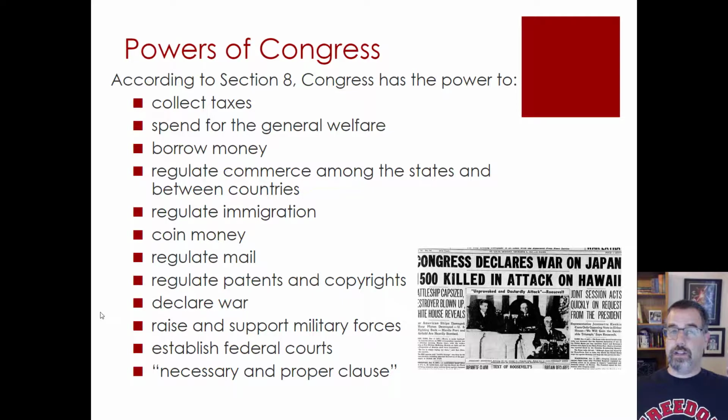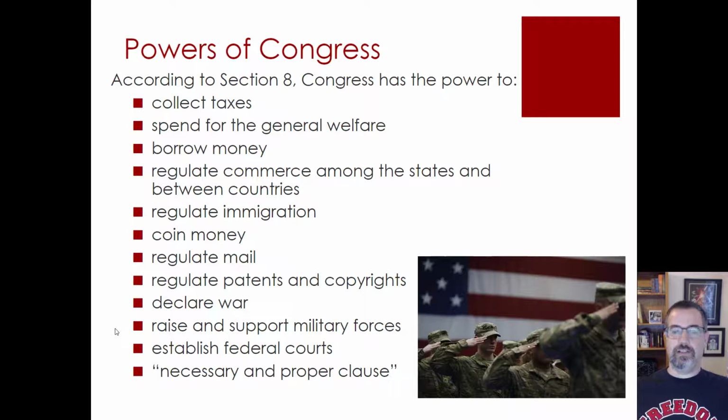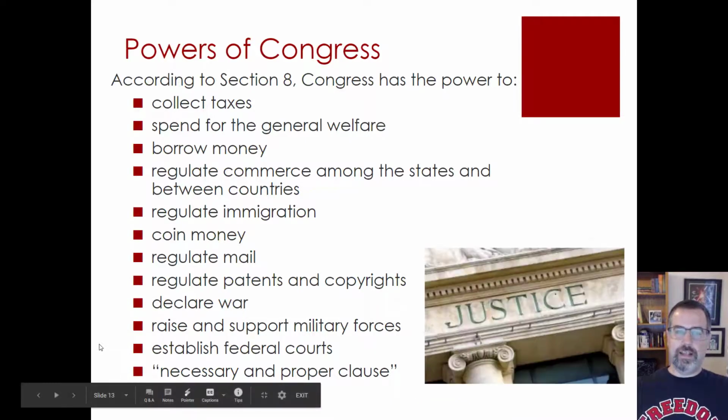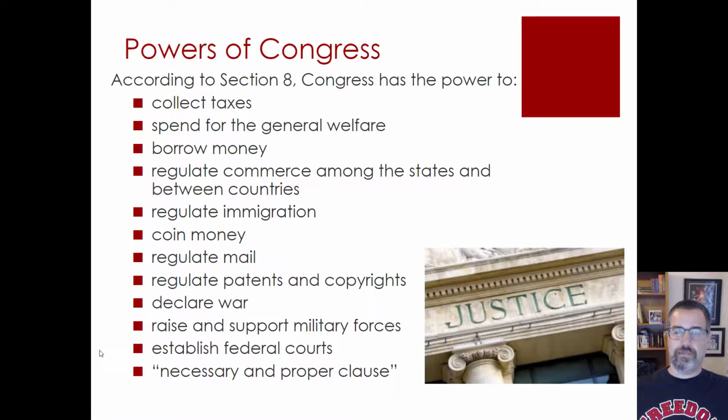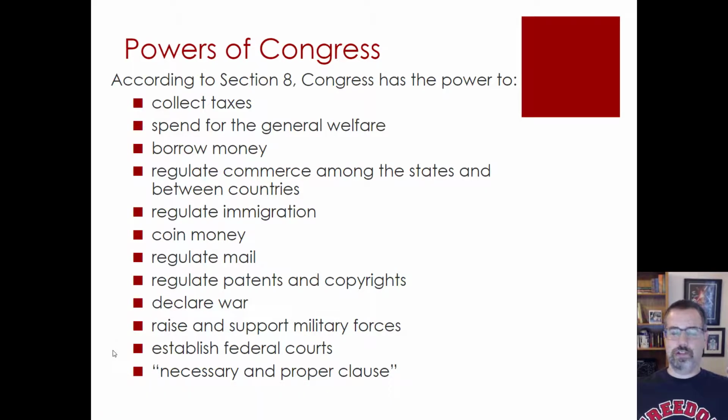They have the power to declare war. So it is the elected representatives of the United States that get to do that. And then the president's job is to run that war, but the Congress is the one that declares it. And also going with the military, the Congress has the power to raise and support military forces. So they are the ones that provide the money for the military. The Congress also establishes the federal courts, except for the U.S. Supreme Court. So they get to establish the lower federal courts. And then remember, as you'll find out in the executive branch, the president gets to nominate judges into those courts.